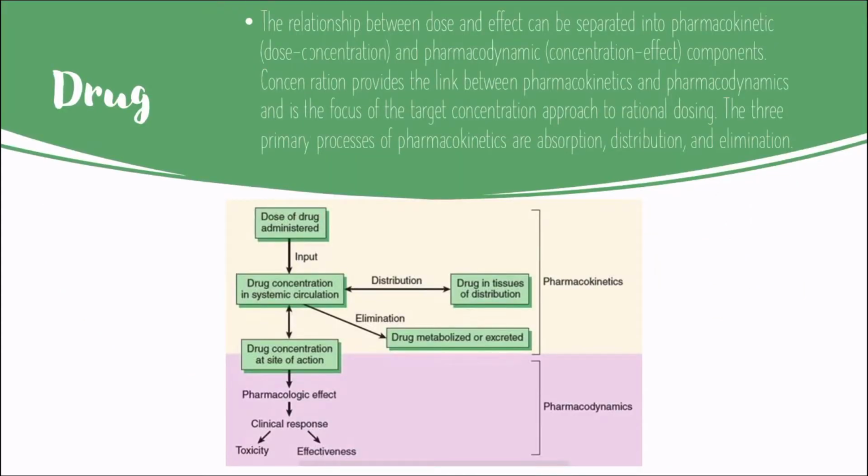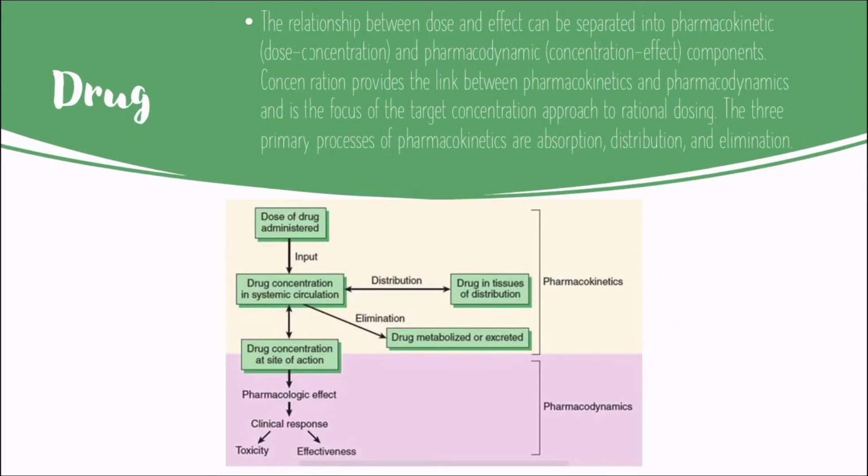The relationship between dose and effect can be separated into pharmacokinetic and pharmacodynamic components: pharmacokinetic is dose-concentration and pharmacodynamic is concentration-effect. Concentration provides the link between pharmacokinetics and pharmacodynamics and is the focus of the target concentration approach to rational dosing. The three primary processes of pharmacokinetics are absorption, distribution, and elimination.